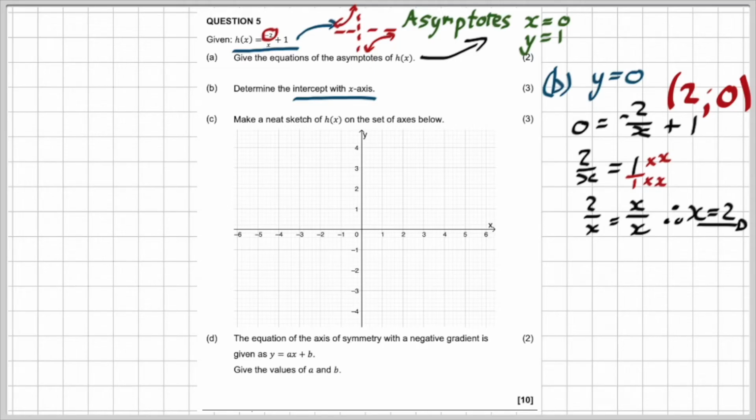So first of all, it's a hyperbola. So I need to draw in my asymptotes. It's so nice I wrote it down twice. There's my 2 asymptotes. X equal to 0. I drew it slightly off of the y-axis so you can see it clearly, but it's actually on the y-axis, and then also at y equal to 1. Next up, my x-intercept at 2 and 0.